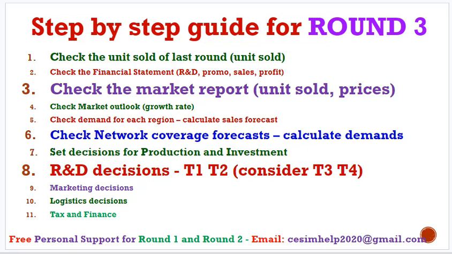At first, we check the units sold in the last round to find the units sold in each market region. Take the financial statement to see the R&D, promotion cost, sales and profit of each competitor, so we can adjust the price. It is very important to check the market report to find the units we sold at different levels of prices, and take the market growth. Check the market growth to have a plan for the next round.